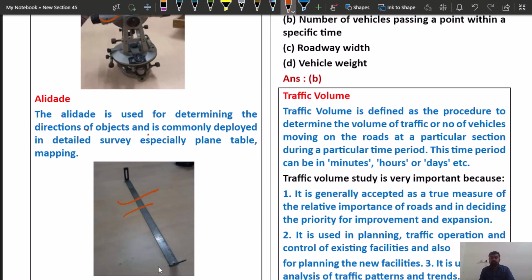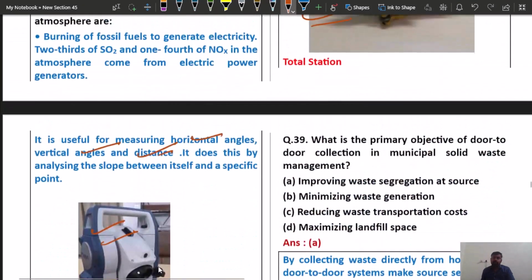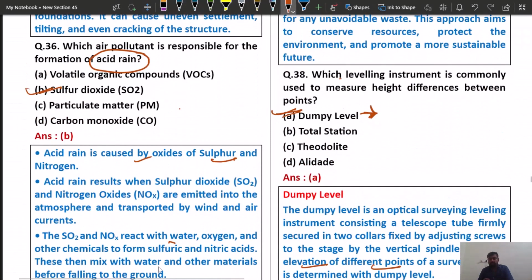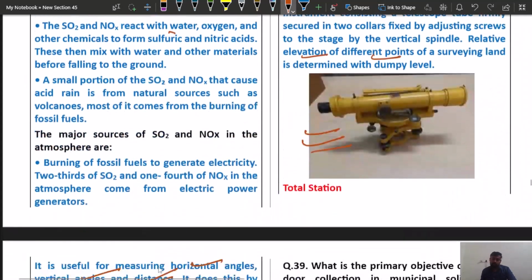So in plane table surveying, the correct option for the height difference measurement is dumpy level. Option number A is correct. Now proceed to the next question.